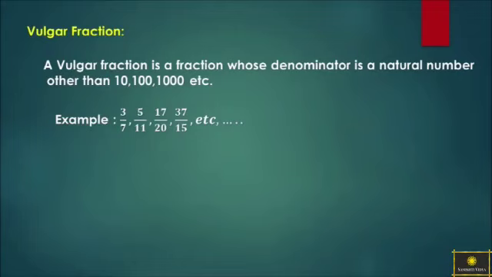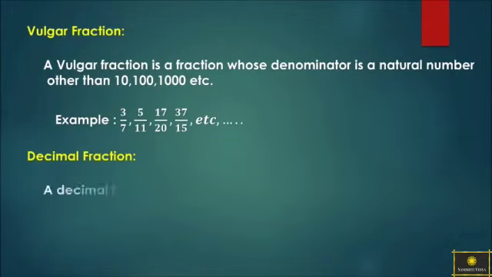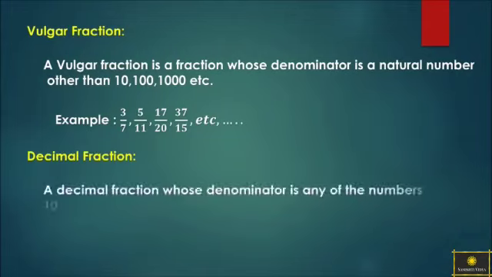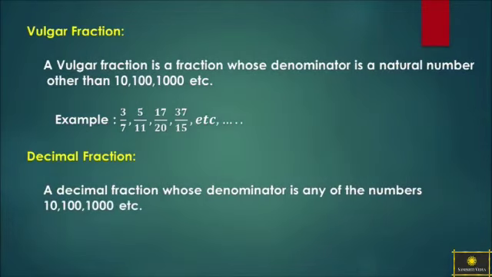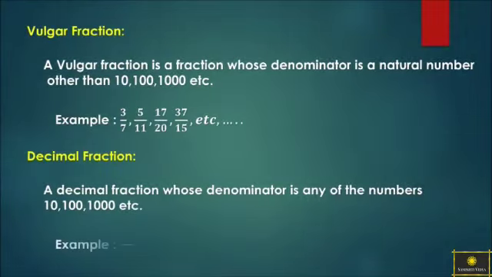What is a decimal fraction? A decimal fraction is a fraction whose denominator is any of the numbers 10, 100, 1000, etc. For example, 7 divided by 10, 37 divided by 100, 29 divided by 1000, etc.